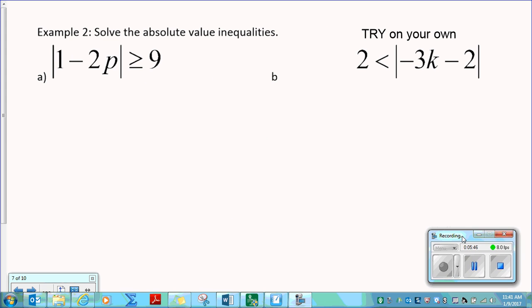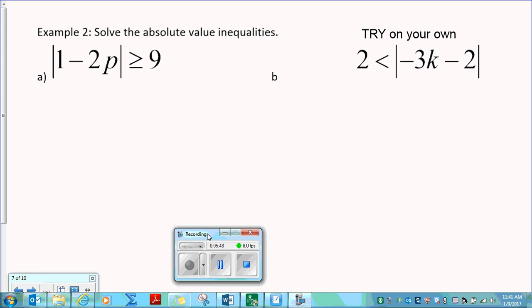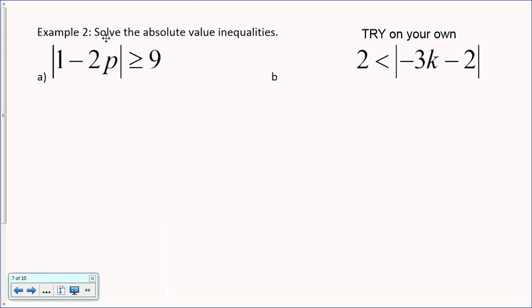So here we actually have to solve them. I'm going to go ahead and do A, and you're going to do B on your own. So let's do A first.